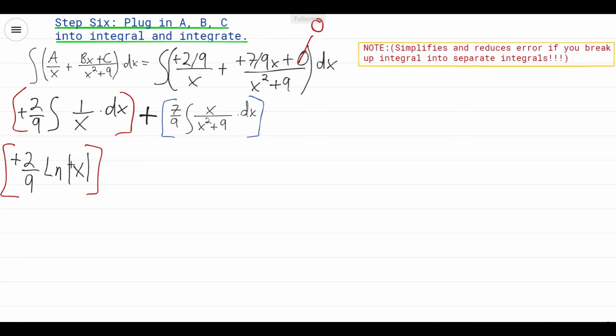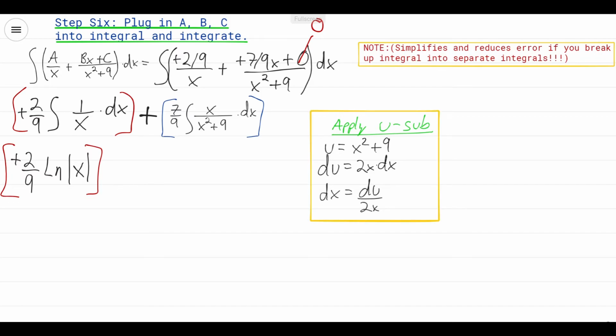And notice how I have the absolute value. Anytime you take an integral that comes out to be natural log, you have to have the absolute value sign. And now x over x squared plus 9. Well, I'm going to apply u substitution because they have a difference of 1. So my u is going to be the higher exponent, which is x squared plus 9. My du, the derivative of this function with respect to x, is 2x times dx. And now I'm going to solve for dx, and dx is simply equal to du divided by 2x. So now I'm going to substitute the u and the dx back into the formula, applying regular u substitution.